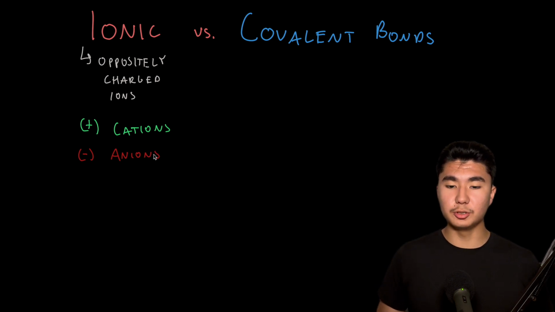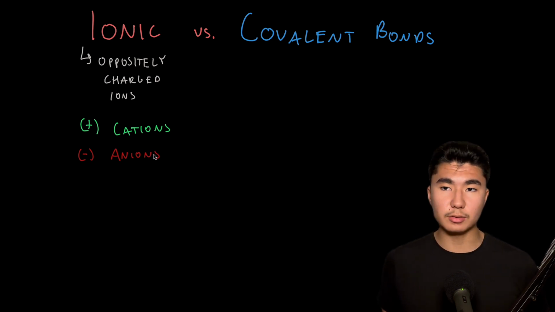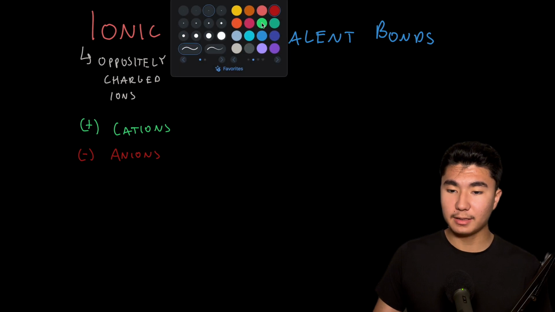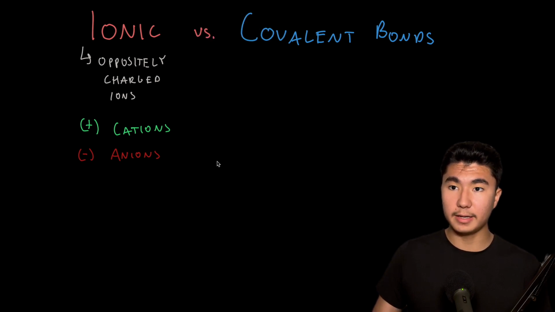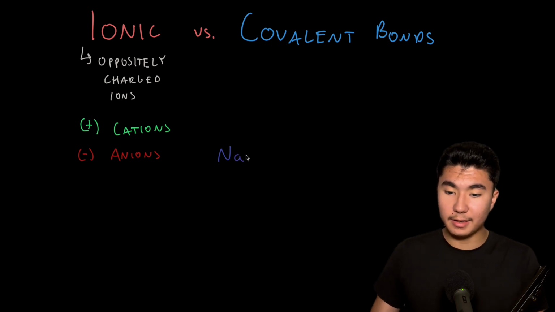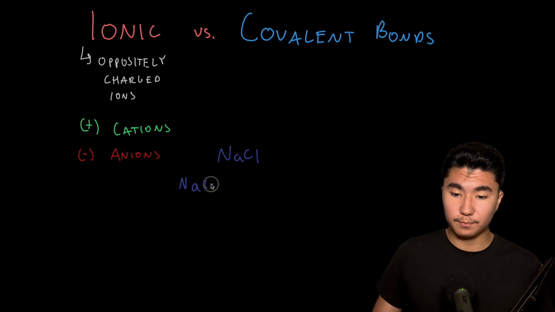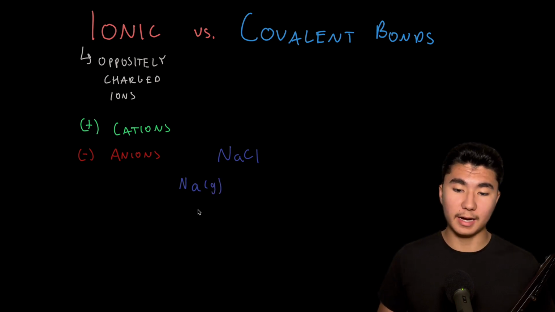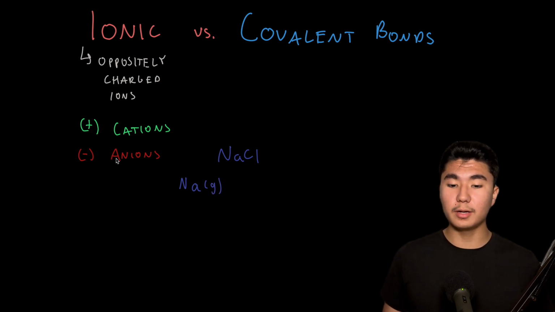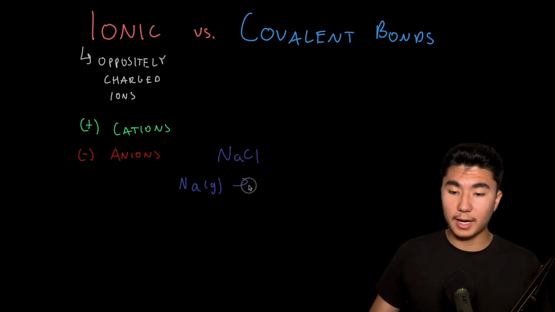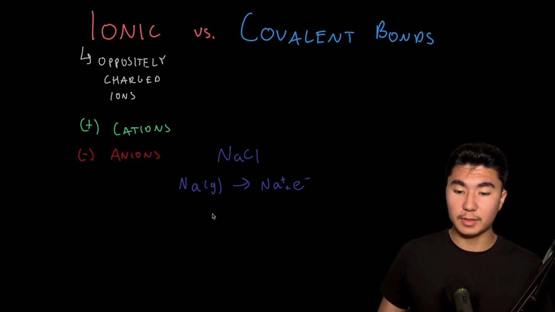So ionic bonds are usually between metals and nonmetals. For example, if we had something like NaCl, so we have sodium. The sodium over here is going to act as a cation. Now, what cations do and what makes them positive is that they donate their electron. So the sodium will become positive because it donated its electron.